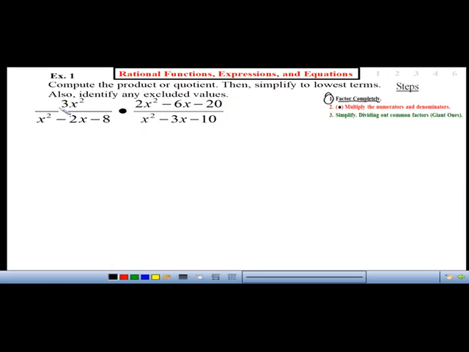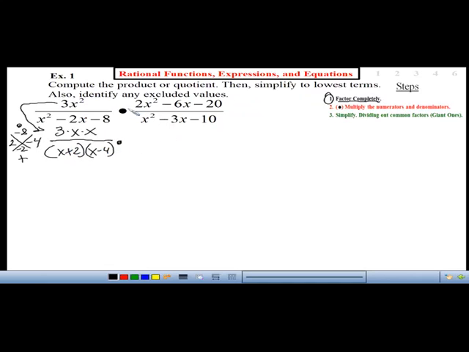So here we go. How can I rewrite 3x squared in factored form? 3 times x times x. Okay. How can I rewrite x squared minus 2x minus 8 in factored form? Well, let's see. Negative 8 on top and negative 2 on the bottom. What 2 factors of negative 8 add up to negative 2? It gives us 2 times negative 4. 2 times negative 4 is negative 8. 2 and negative 4, that's negative 2. So my factors are on the denominator, x plus 2, x minus 4. All right, I'm done with this fraction. Now let me factor this one.